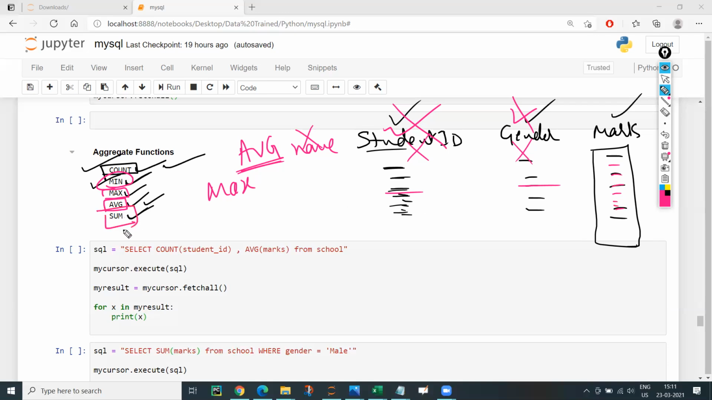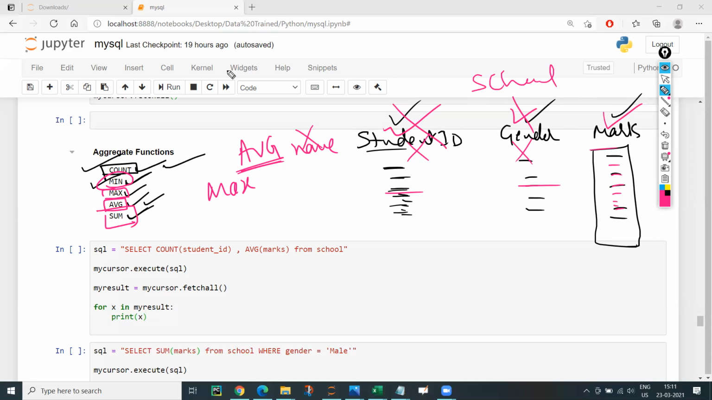And the sum again I can use on only marks. Total marks of any student, maybe test 1, test 2, test 3, or in this case in our school, the final year exam, the total marks.